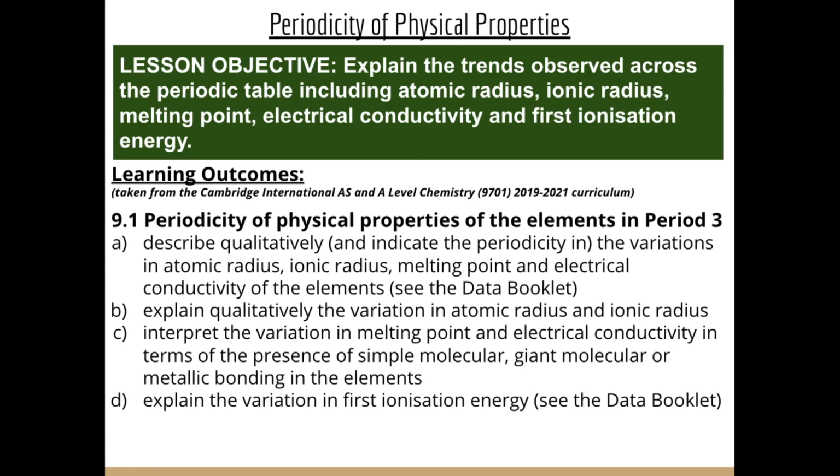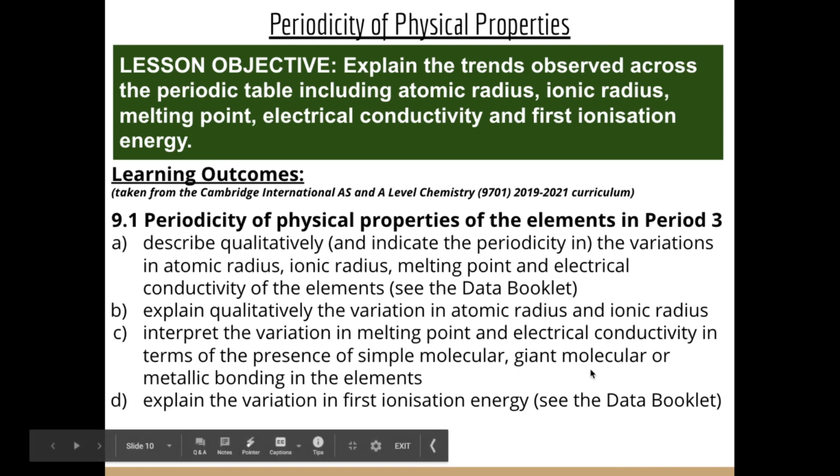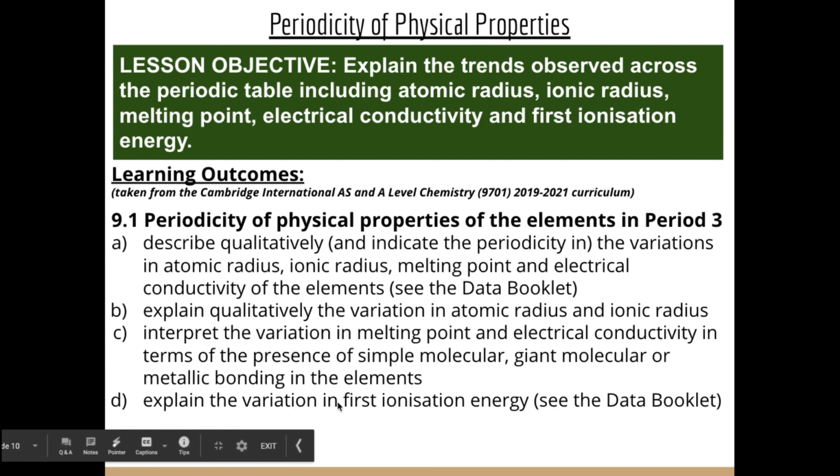And with that, we have finished our first lesson in inorganic chemistry and our lesson on periodicity of physical properties. What have we looked at? We have described qualitatively the variations in atomic radius, ionic radius, melting point, and electrical conductivity of the elements. Explained qualitatively the variation in atomic radius and ionic radius. We've interpreted the variation in melting point and electrical conductivity in terms of simple molecular, giant molecular, or metallic bonding of the elements. And then we've explained the variation in the first ionization energy.